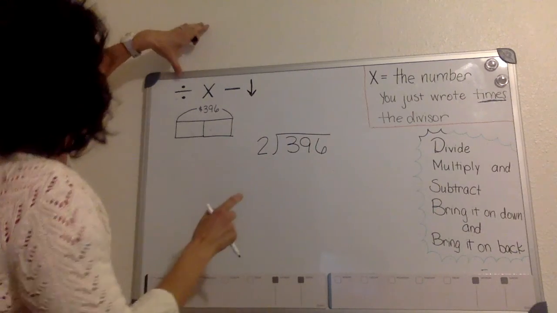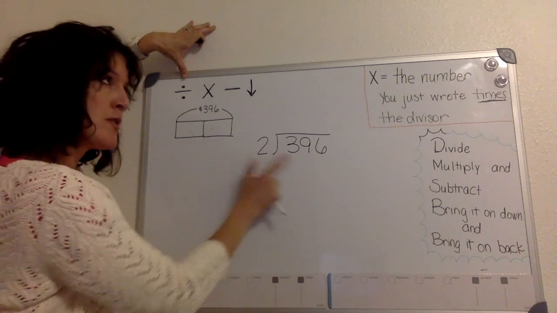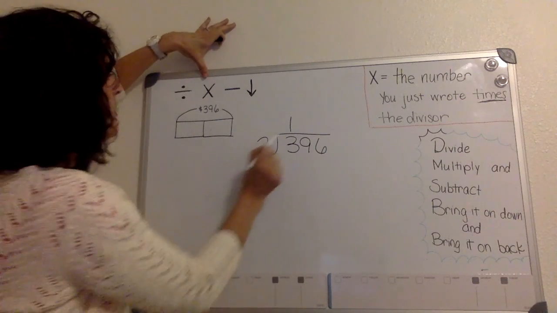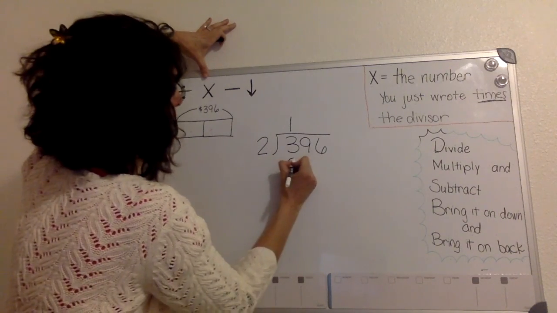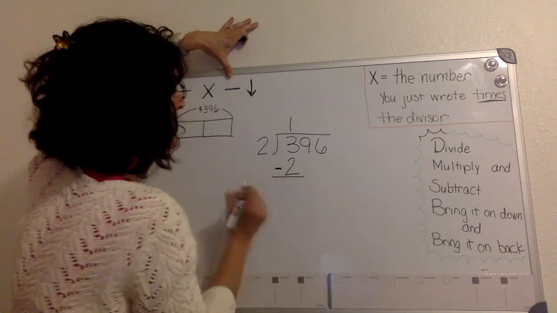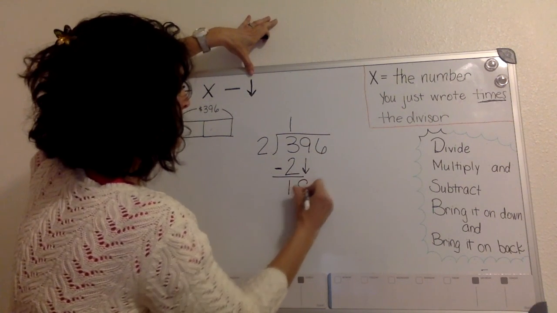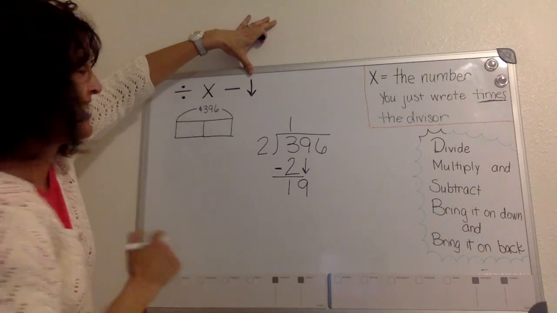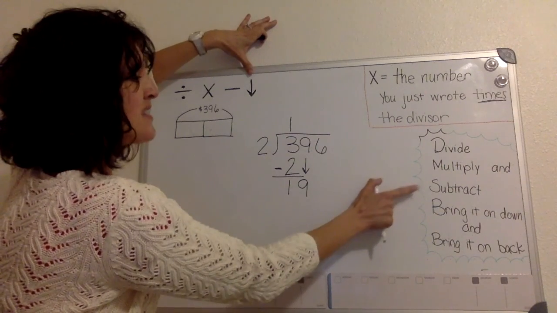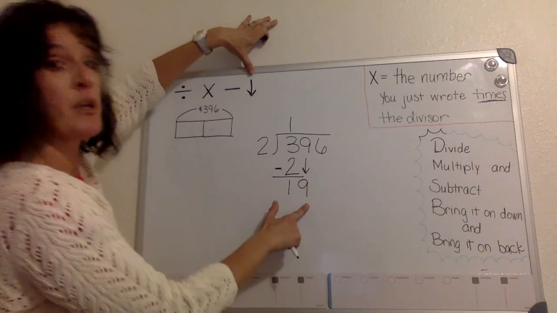So here we go. First thing we do is divide. 3 divided by 2. How many 2's fit into 3? 1 with a leftover. Multiply. 1 times 2 is 2. Subtract. 3 minus 2 is 1. Bring it down. Bring down that 9. I'm going a little bit faster. Remember, divide, multiply, and subtract. Bring it on down and time to bring it on back.